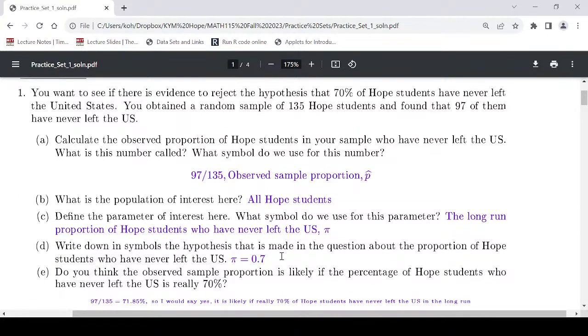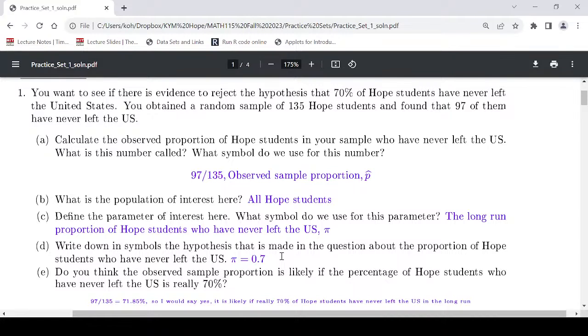Once you have the sample proportion, the parameter of interest should be identified, and I hope you have that the parameter is all of Hope. What is the proportion in the whole school that have never left the US? Since this is a proportion, the symbol we should use for this is pi, all right?